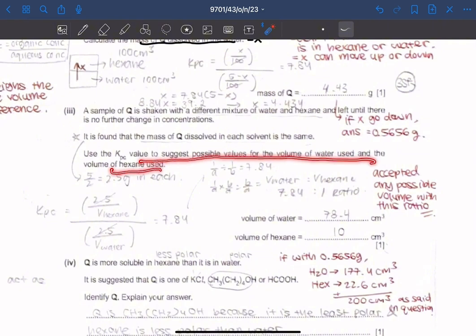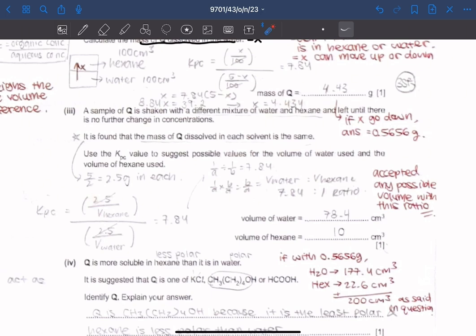So this part III question is a totally different scenario from the previous question II. It states that Q is shaken with a different mixture and left until equilibrium is reached. It's found that the mass of Q dissolved in each solvent is the same. So a total of 5 grams of Q is divided into 2.5 grams in each of the hexane and the water.